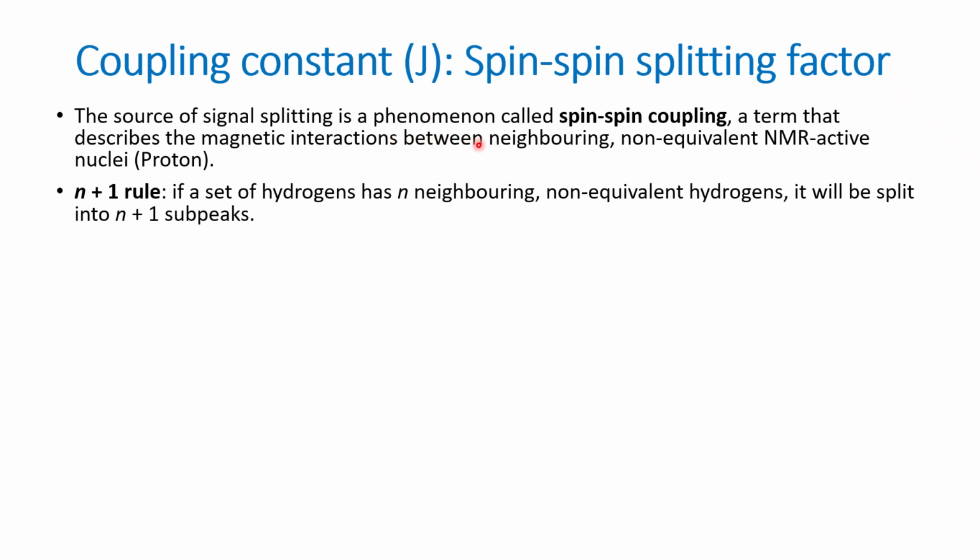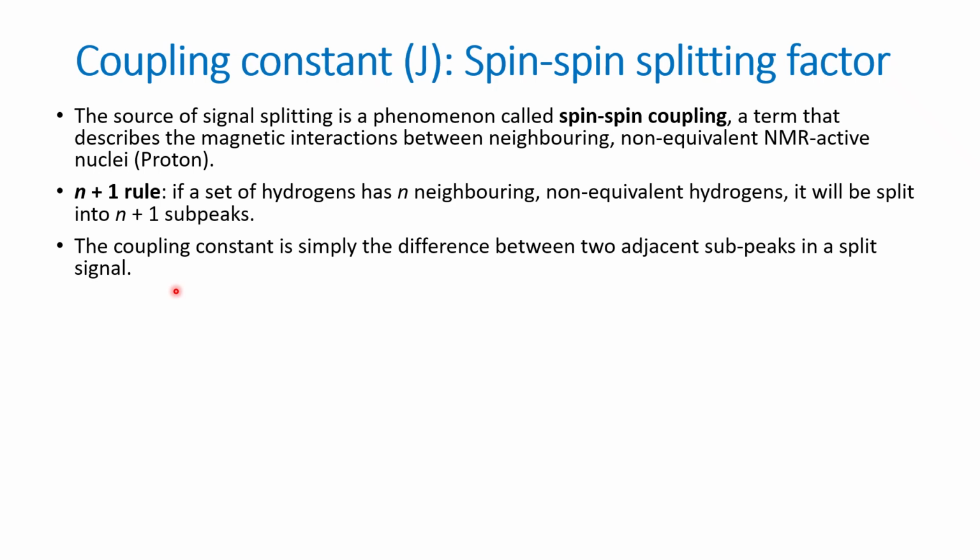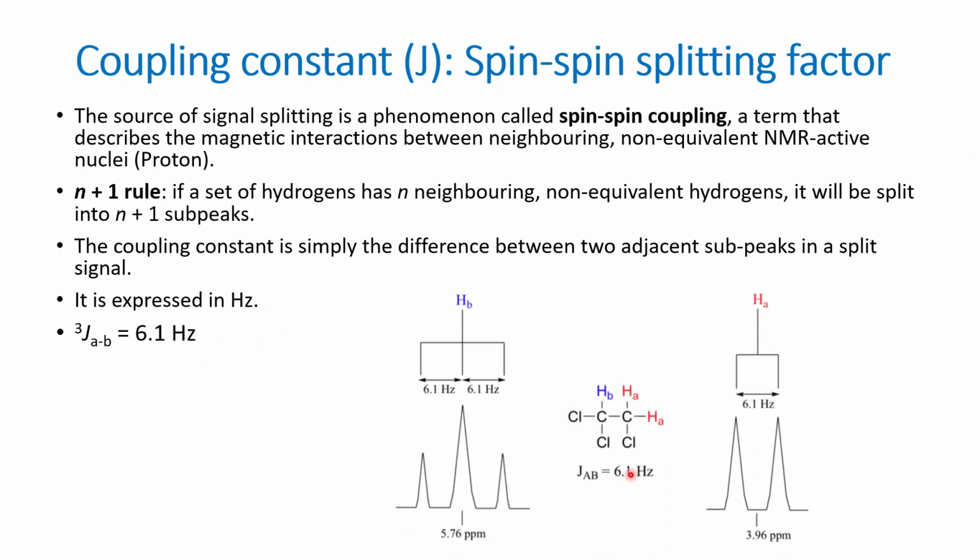And this spin splitting, or splitting, is a phenomenon wherein there is a magnetic interaction between the neighboring non-equivalent protons. We make use of the n plus 1 rule to find out the number of ways in which a particular signal could be split. The distance between the split signals is called the splitting constant, the J value, and it is expressed in hertz. Let us try to understand this with an example that is given here.